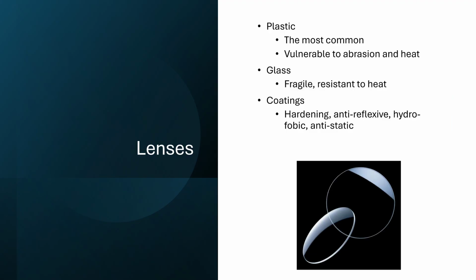Next up, I'm going to talk about lenses, and we have two materials that can be used to make lenses: plastic and glass. Plastic being the most commonly used because it is lighter and it has better properties than glass. Like, it is coated more easily by coatings, which I'm going to talk about later. It is, however, more vulnerable to abrasion and heat than glass.